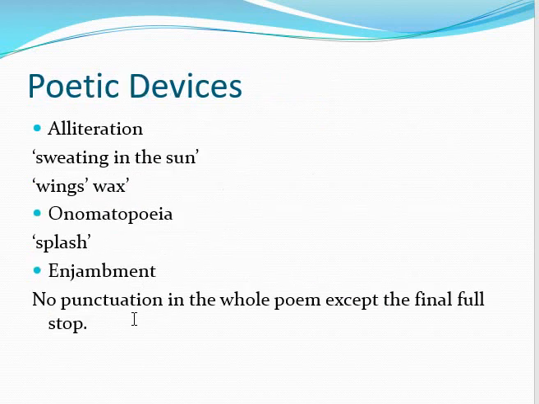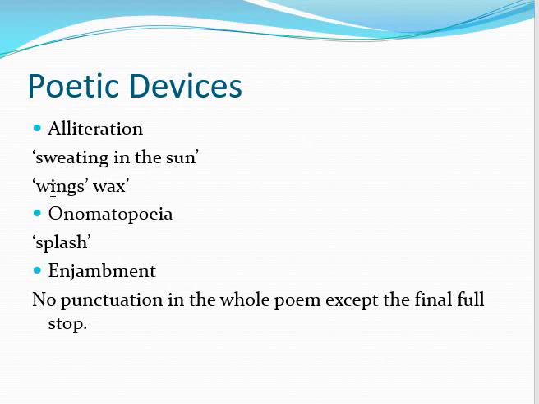The poetic devices in this poem are alliteration, like "sweating in the sun". What is alliteration? Alliteration means if one consonant sound is repeated more than once in one line, that is called alliteration. One consonant sound, like "sweating in the sun". S sound here, and here you can see sun, S sound. So S sound is used twice in one line.